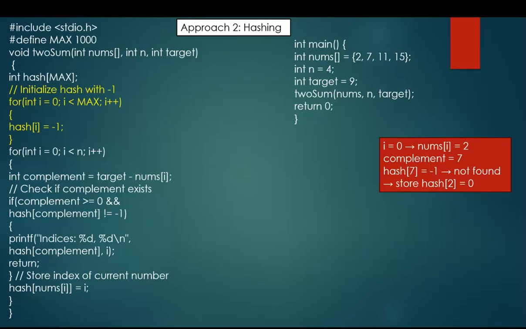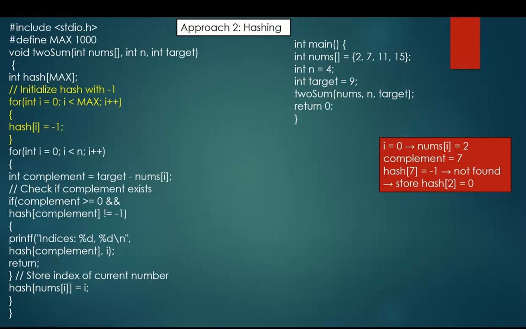I'm finding the complement. What is complement? Target minus nums of i. What is nums of i? Nums of 0 is equal to 2. Complement is equal to 9, which is the target, minus 2. So complement becomes 7.